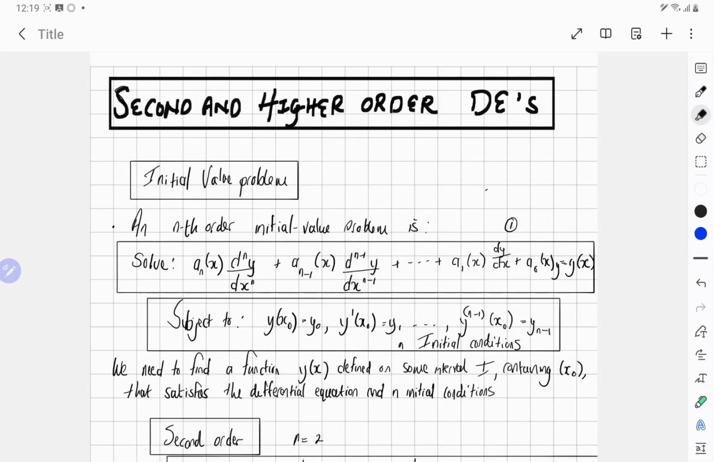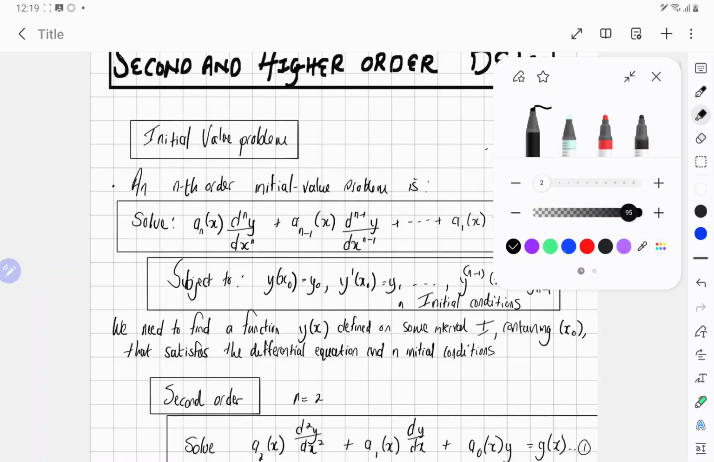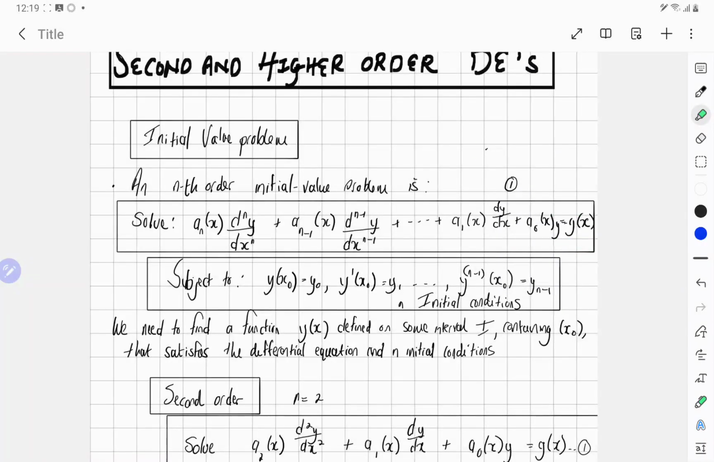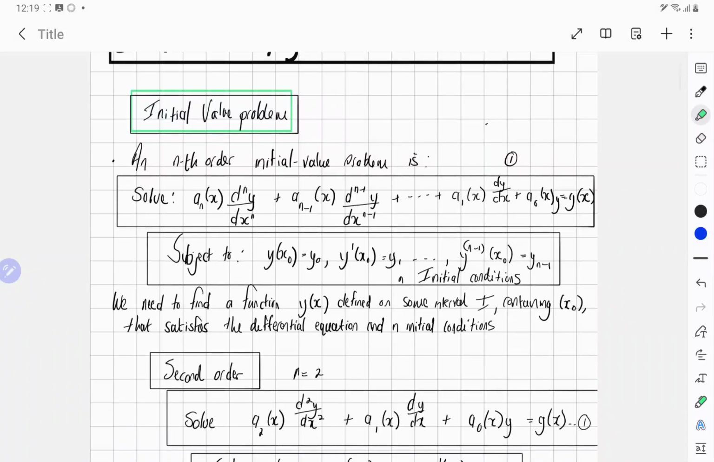In this video, we're doing second order and higher order differential equations. So we'll do it in one video, the second order and the higher order. So the first thing, just to remind us about the initial value problem. So the initial value problem, very important.